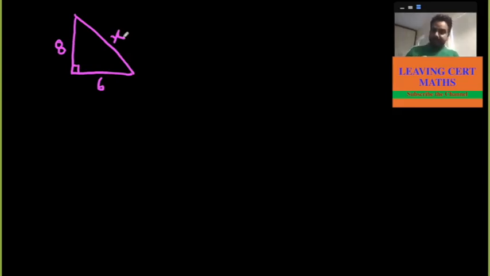Okay, so let's try one question. I'm giving you one question. This sign means 90 degrees. You know that. 8 and 6. Find the value of x. Can you do this? Try. Do it by the formula. Write all of them.